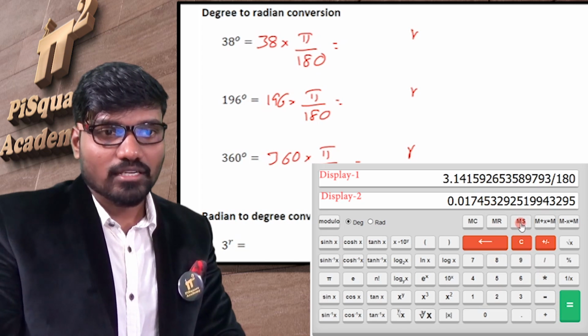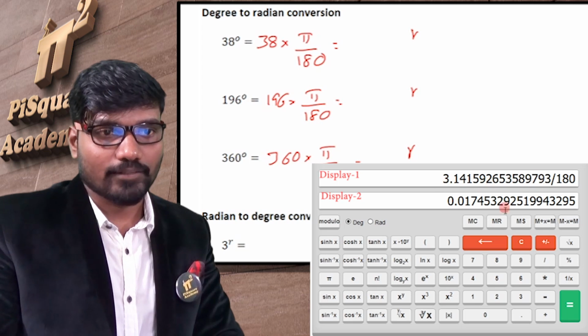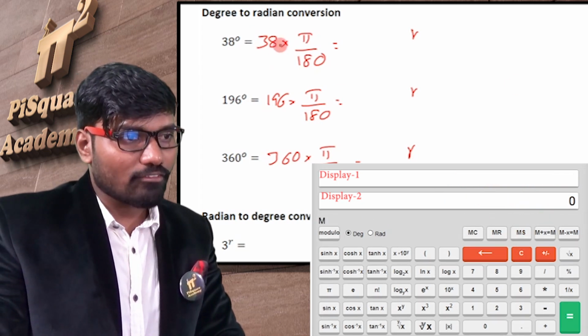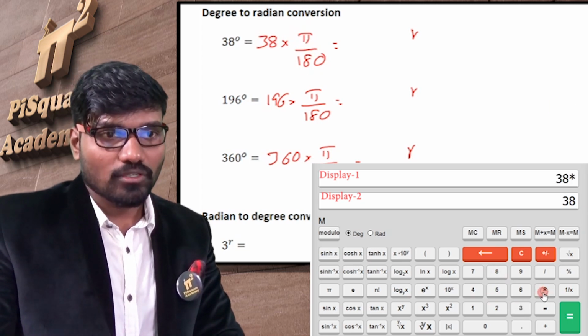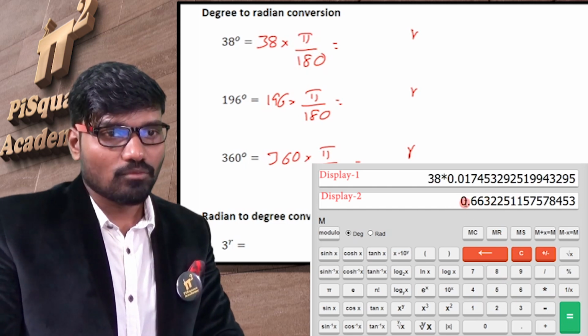If I hit ms, it will store this value in the memory. What is the value of this? Pi by 180. So let's store it. Now our objective is to multiply 38 with the memory. Okay. So 38 into simply memory recall equal to this answer. What's the value?